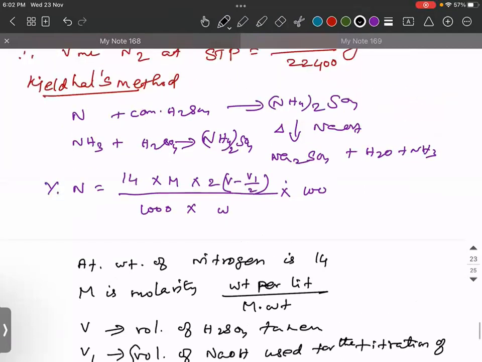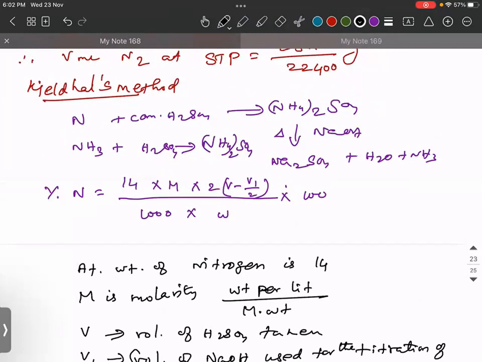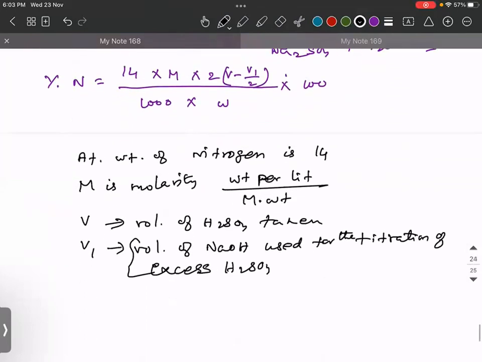Look at the reaction here: compound plus concentrated sulfuric acid only converts to ammonium sulfate. When you react with sodium hydroxide, the excess H2SO4 becomes Na2SO4, and then the remaining ammonia combined with H2SO4 gives ammonium sulfate. So you are measuring the sodium hydroxide used to find how much excess sulfuric acid is present. If it is an equal amount, it will only convert to ammonium sulfate. After the ammonium sulfate, it won't react. That's why V1.